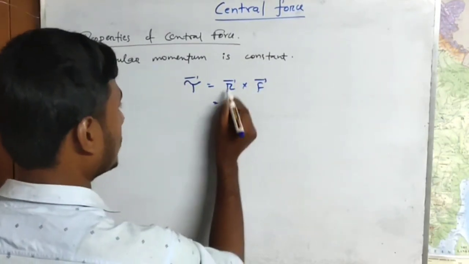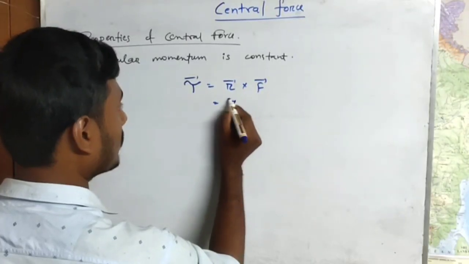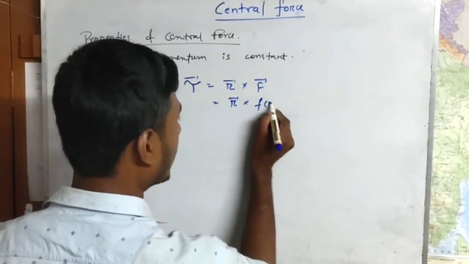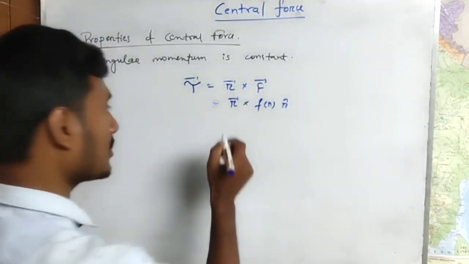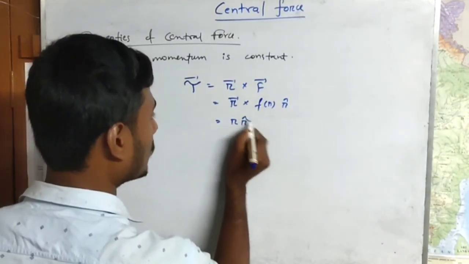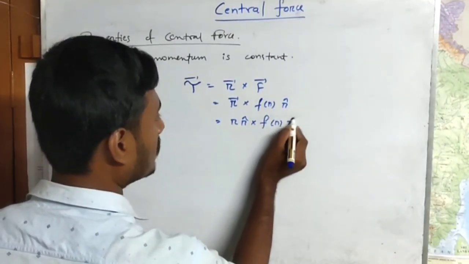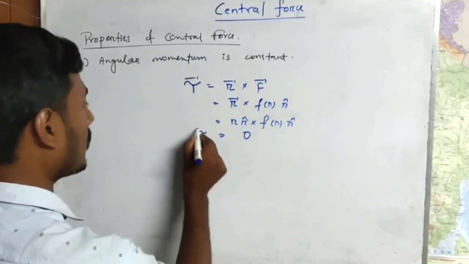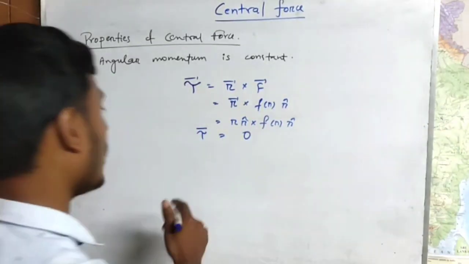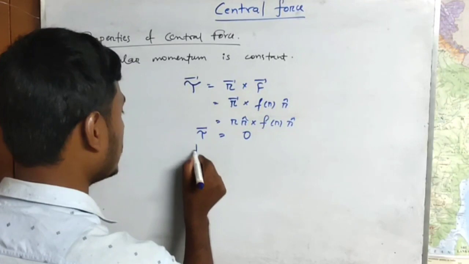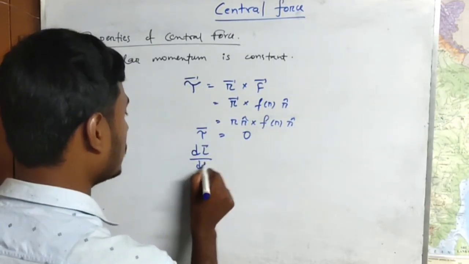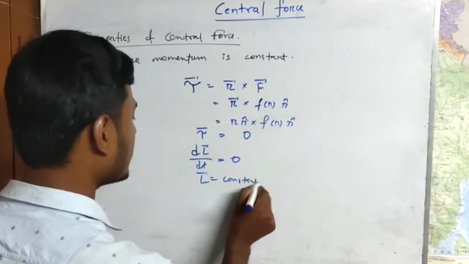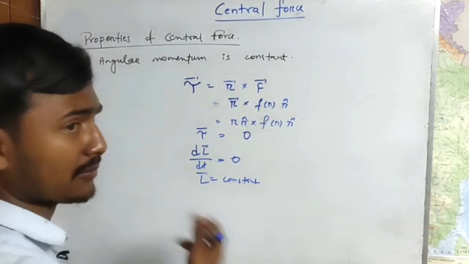Now we can write that r vector is r r cap, and force can be written as a function of r cap, as the force is a central force. So torque is r vector cross F, which is r cap cross a function of r cap. r cap cross r cap is 0, so this is the torque. Torque is 0 in case of central force. Now we can write that torque is dL/dt. So if dL/dt is 0, we can write L is constant. That is, the angular momentum in case of central force is always constant.